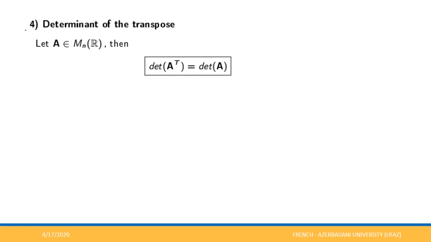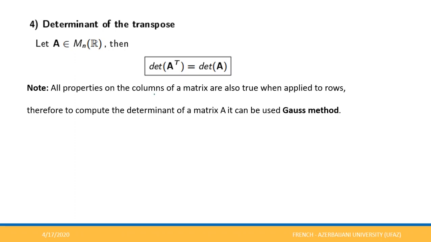Let's look at the fourth property. Determinant of the transpose. Suppose that we have an n by n matrix A, then the determinant of the transpose of A is equal to the determinant of A. This property is very important because it shows that in order to calculate the determinants, we can use not only column elementary operations but also row elementary operations. All properties on the columns of a matrix are also true when applied to rows. Therefore, to compute the determinant of a matrix A, the Gauss method can be used.